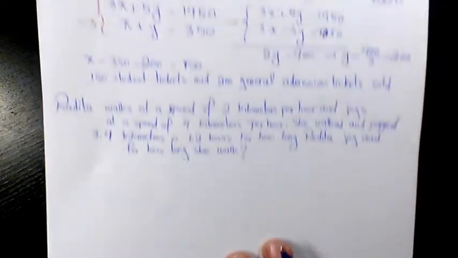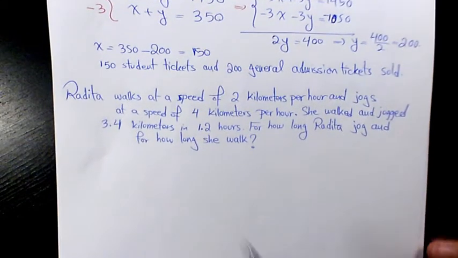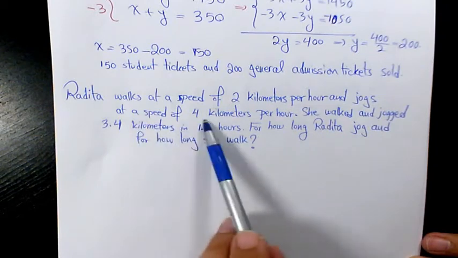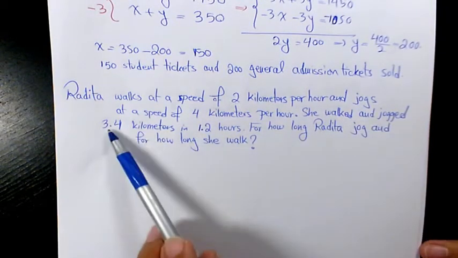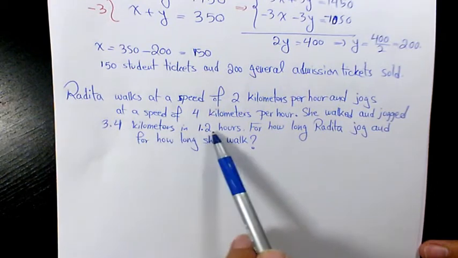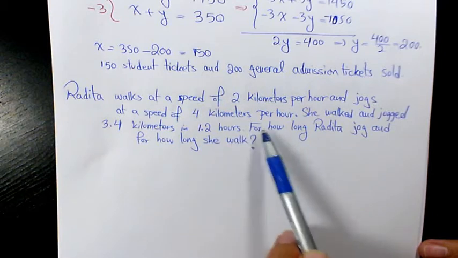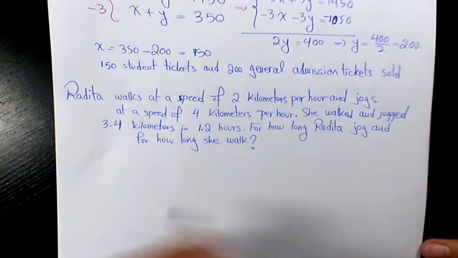Let's see the next example. Redita walks at a speed of 2 kilometers per hour and jogs at a speed of 4 kilometers per hour. She walked and jogged 3.4 kilometers in 1.2 hours. For how long did Redita jog and for how long did she walk?